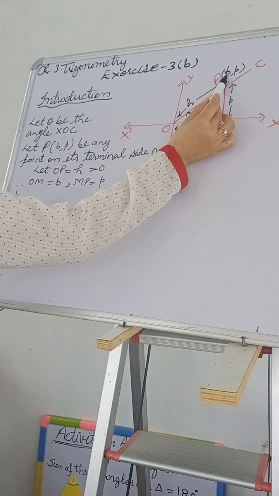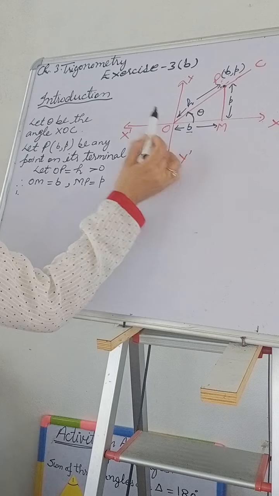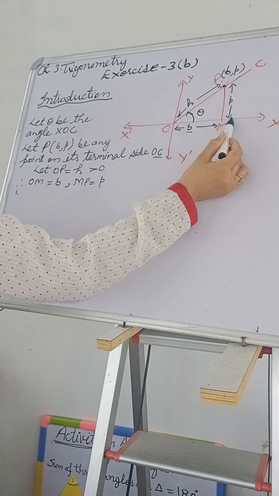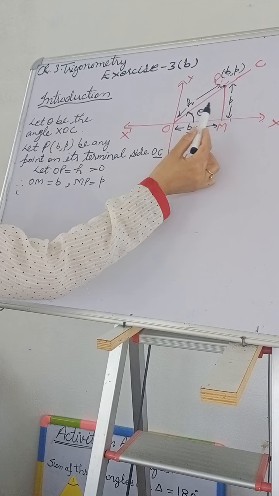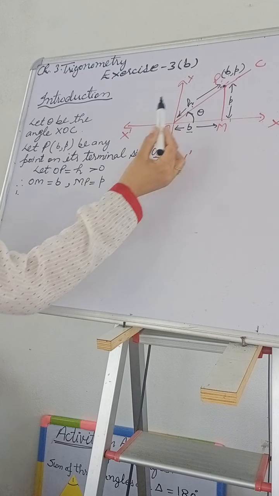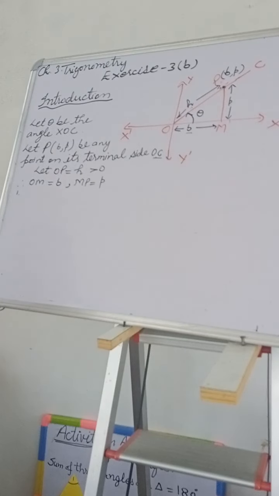Then the coordinates of P are b and p, where b is the base, denoted with small b, and the y coordinate is the perpendicular, denoted with small p. And let OP be denoted by small h, which indicates the hypotenuse of the right angle triangle. Now we define the following functions, known as circular trigonometrical functions of the sides of right angle triangles.